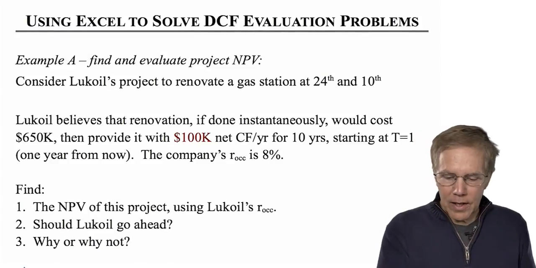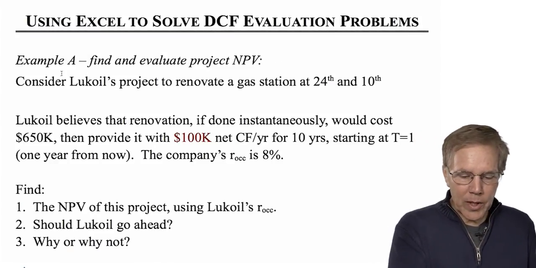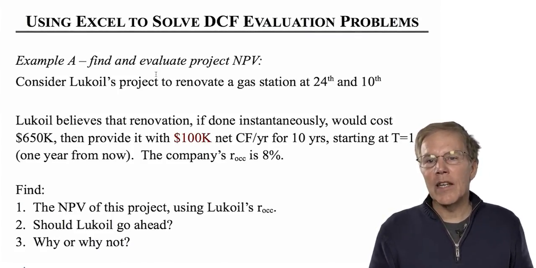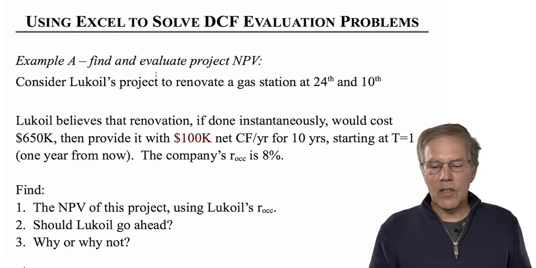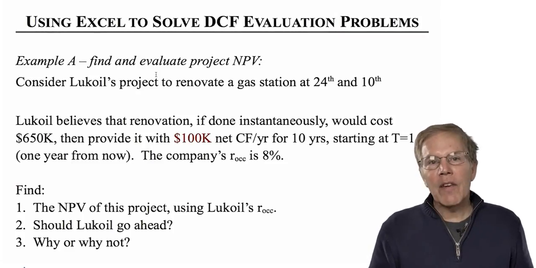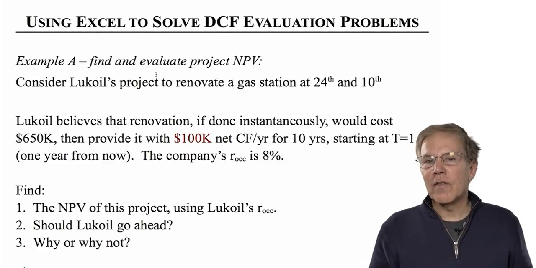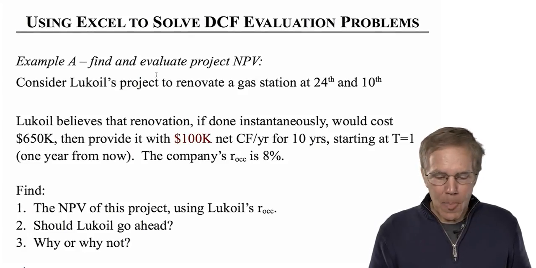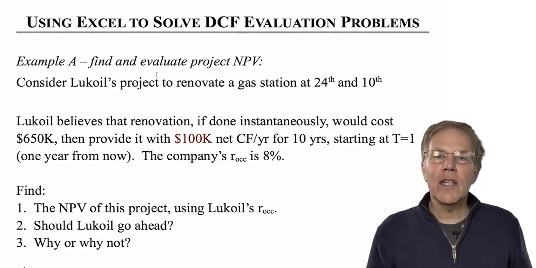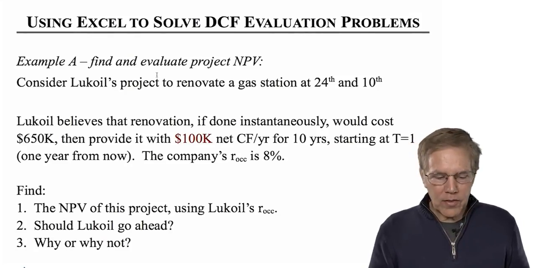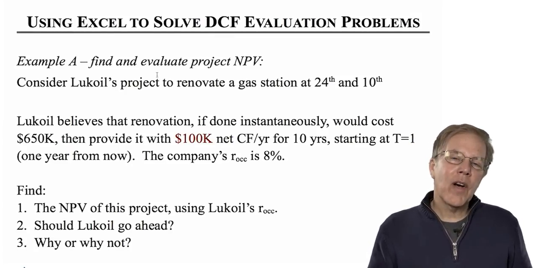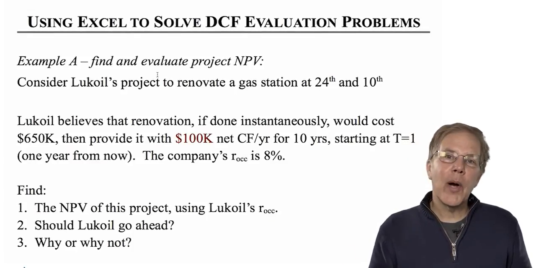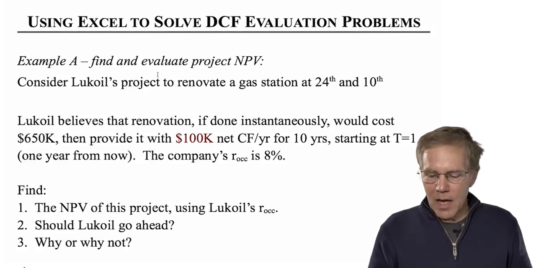What I've got here is an example with a company called Lukoil. Lukoil is an oil company that develops, refines, and sells gasoline and other oil products. And they have a gas station in Manhattan at the corner of 10th Avenue and 24th Street, which they believe needs renovating. So they feel that this renovation, if they did it right at this instant, would cost them $650,000, and then provide for the next 10 years, starting a year from now, end of year one, provide them with a net positive cash flow of $100,000 a year.